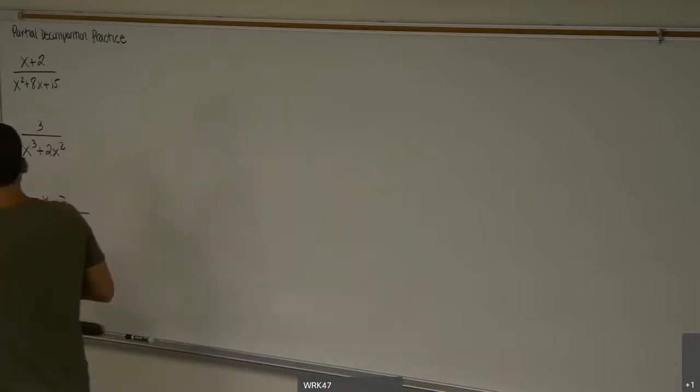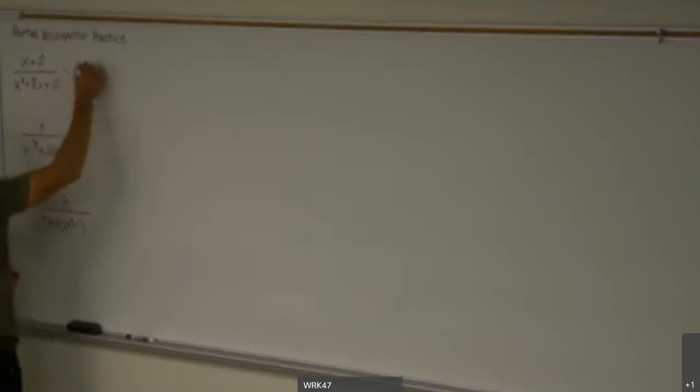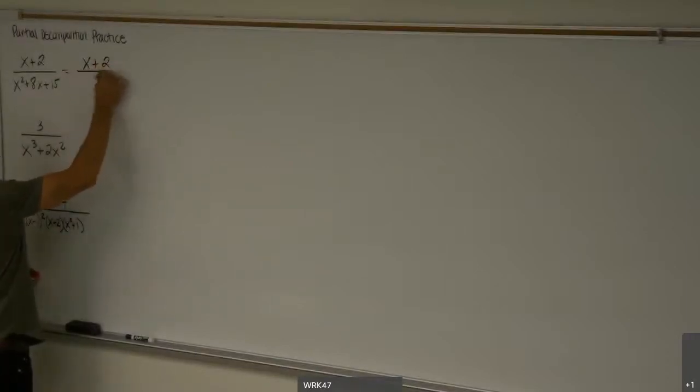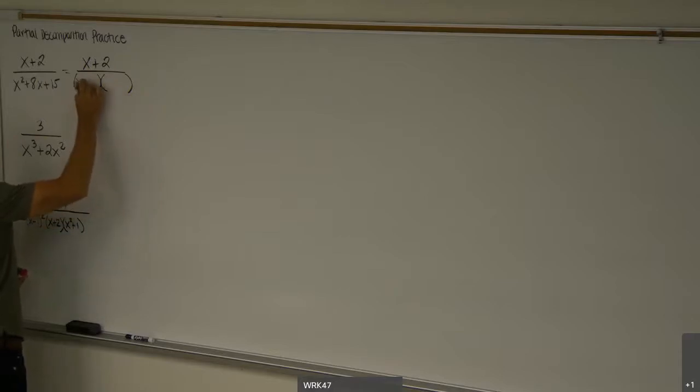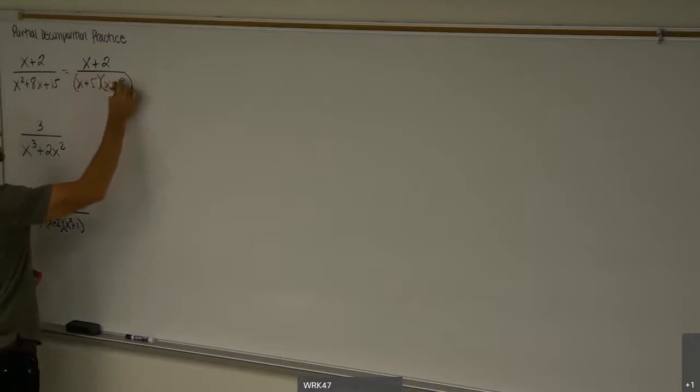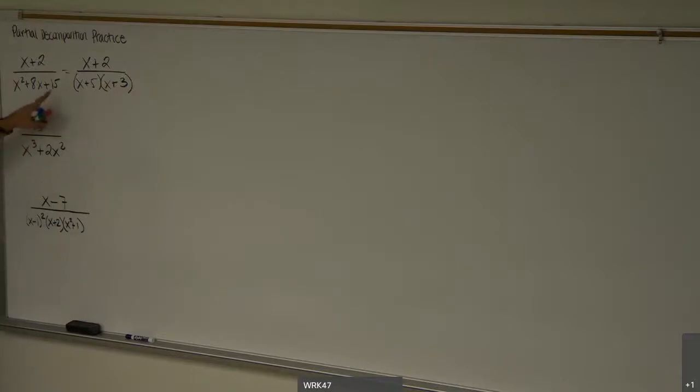And so if we look at the first example, it's proper, so let's go ahead and factor that denominator as much as we can. It's quadratic, so in this case, it's quite nice. It's going to factor into x plus 5 times x plus 3. Factors that multiply to give me 15 and add to give me 8. It doesn't reduce at all, so we're just left with this.